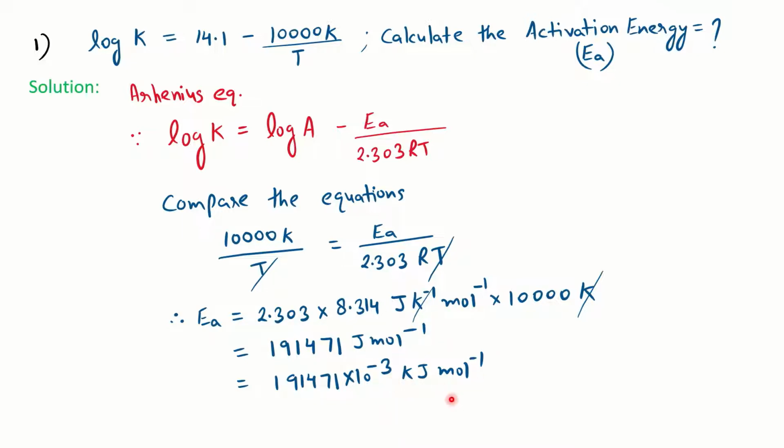per mole because the options which were given were in kilojoule, and you will get the answer here in joule per mole. 8.314 is the value for R and this comes in joule. So basically you have to multiply it by 10 to the power minus 3 to bring it into kilojoule per mole. So this was the answer which was given: 191.47 kilojoule per mole for the given question.